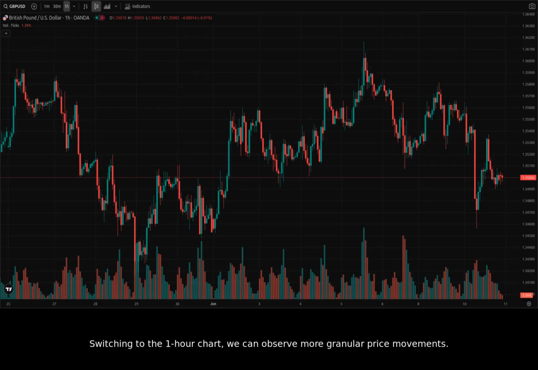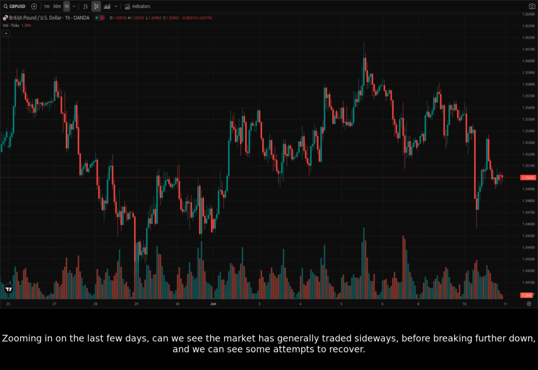Switching to the one-hour chart, we can observe more granular price movements. We can see it has generally been in a downward move since the end of May. Zooming in on the last few days, we can see the market has generally traded sideways before breaking further down, and we can see some attempts to recover.